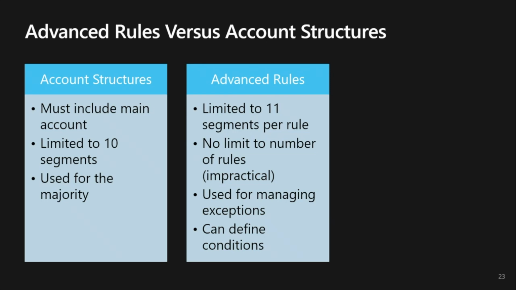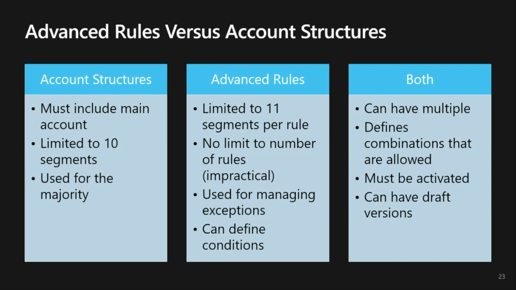One thing that you can do in an advanced rule that you cannot do with an account structure is add conditions when the advanced rule should be used. Each advanced rule can have 11 segments, and there is no limit to the number of advanced rules that you can create for a range. However, it's impractical in most scenarios to have more than 6 financial dimensions on a single account string. You'll want to carefully evaluate the usability when you're adding more than 5 dimensions to any account combination.